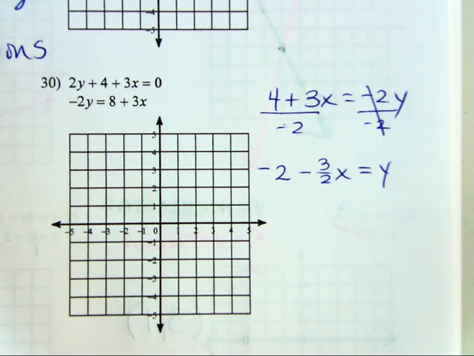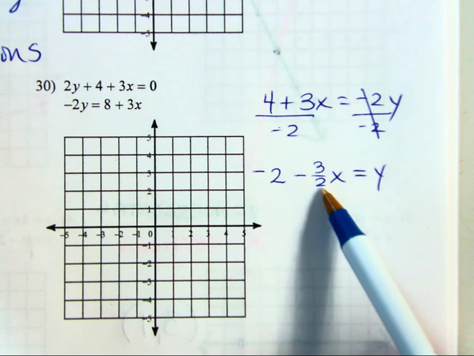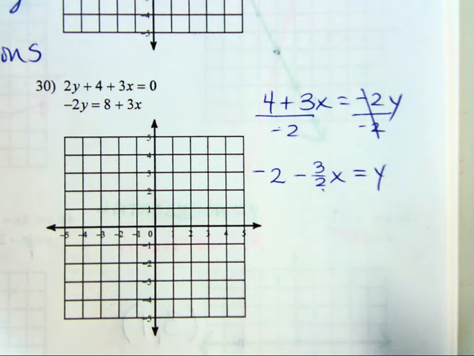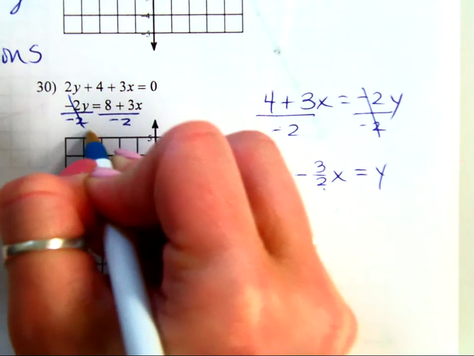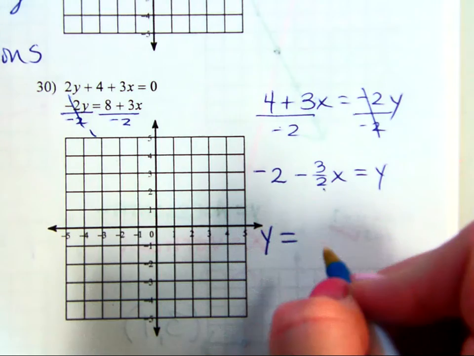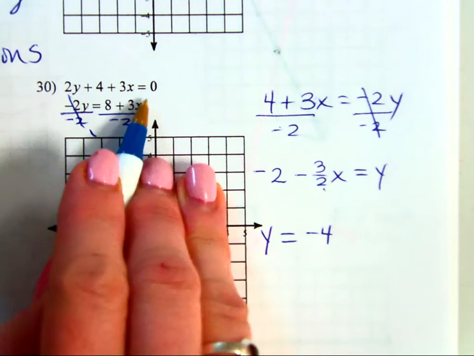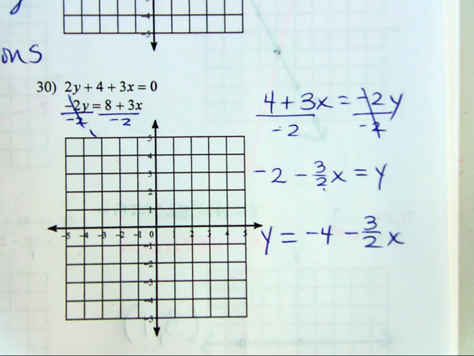I kind of like that you're seeing these equations not in the y equals mx plus b, all nice and perfect, because I need you to not freak out when that happens. So what? The y-intercept is -2, and my slope is -3/2. It's just in a little different order. Don't graph it. Let's do the next one. And this is going to give me y equals, what is this here? 8 divided by -2 is? And what's my slope? -3/2x. Yes.